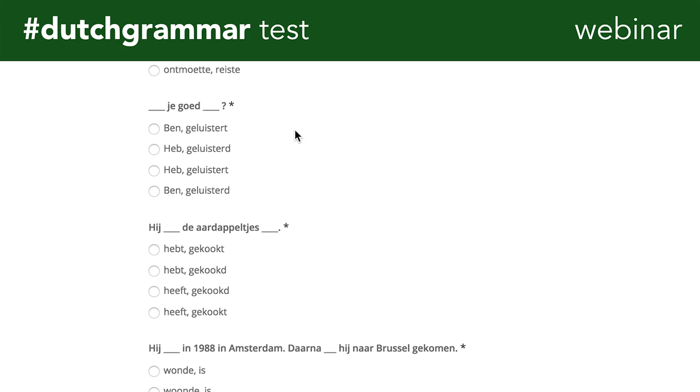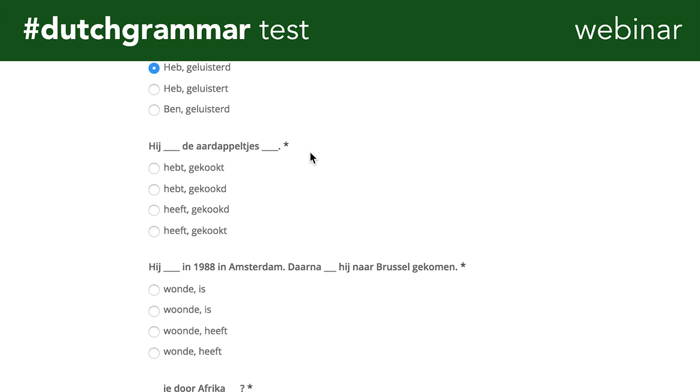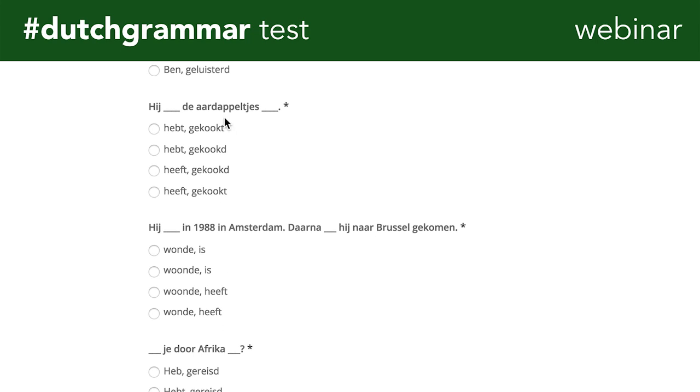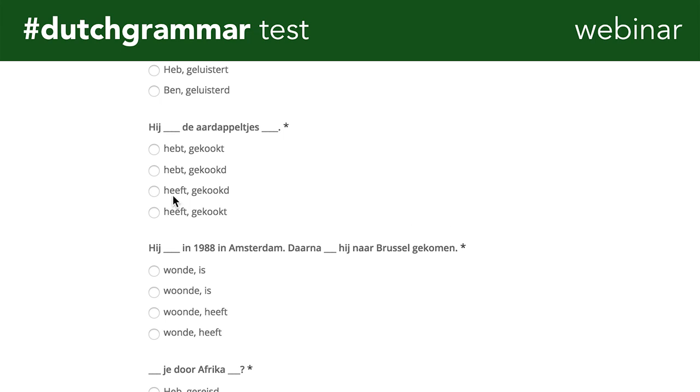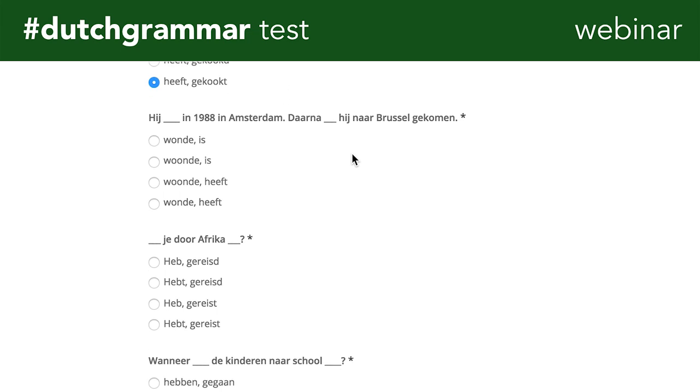Luisteren without an ends on an r, not in het kofschip. So the past participle ends on a d. Heb je goed geluisterd? Answer 2. Hij. Here you need to know the conjugation of hebben. That is lesson 4. And kook, k, in het kofschip. So with t. Answer 4. Heeft gekookt.